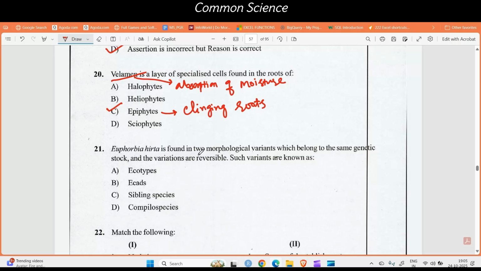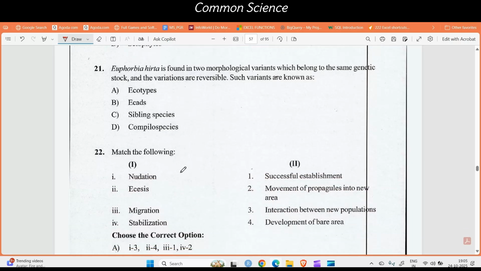Okay, so moving on to question number 21, which is: Euphorbia hirta is found in two morphological variants which belong to the same genetic stock, and the variations are reversible. Such variants are known as ecads, or they are also called ecophenes. Ecophenes, where the variation is just environmental, not genetic. And if you move from ecophenes, then come ecotypes. Here, the variation is both environmental as well as genetic, and then you move on to ecospecies.